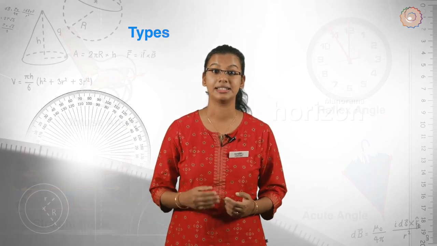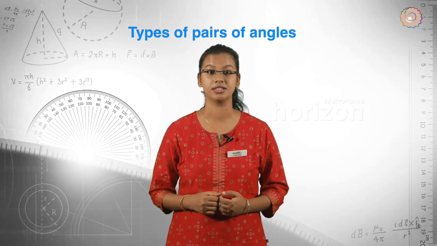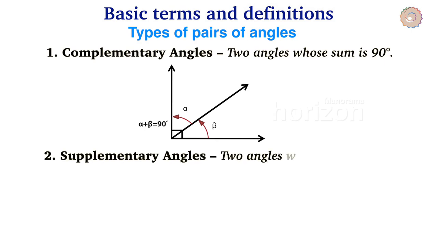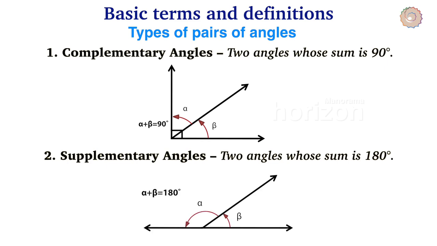Now let's see the types of pairs of angles. Two angles whose sum is 90 degrees are called complementary angles. Here alpha plus beta equals 90 degrees, and two angles whose sum is 180 degrees are called supplementary angles. Here alpha plus beta equals 180 degrees.